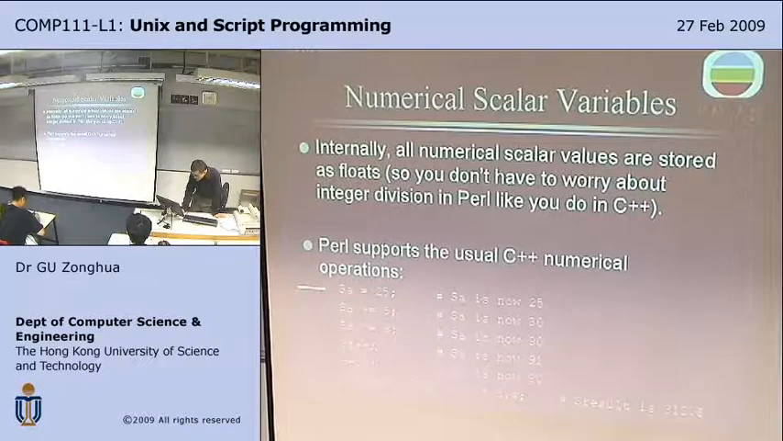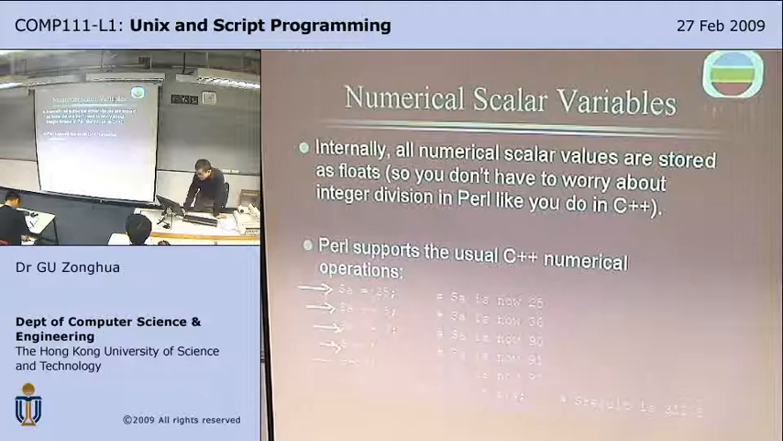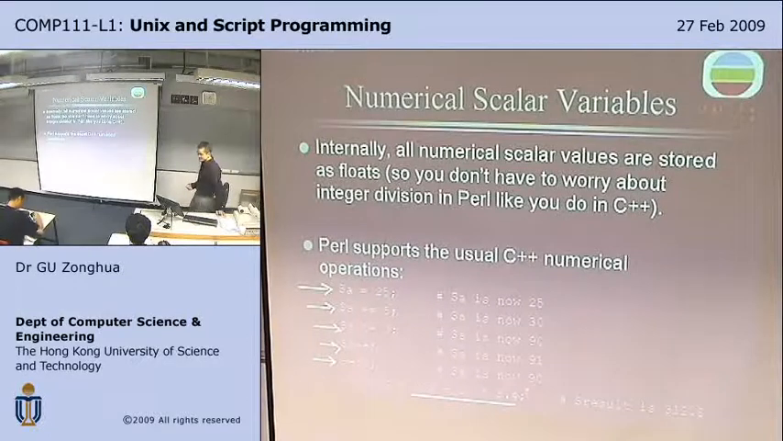So here's $a equals 25. You can say plus equal 5, then it's 30. Times equal 3, then it's 90. Plus plus is 91. Minus minus is 90. Result is then 90 plus 2 times 3.4. You get a floating point number, 312.8.